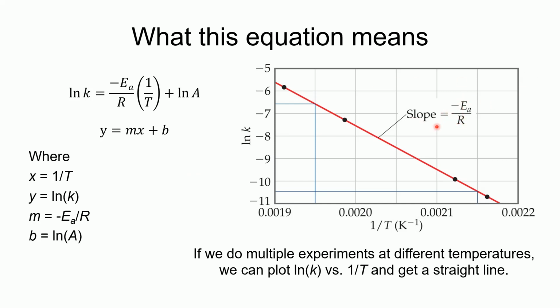So if you take the negative of that slope and then multiply by R, you will get the activation energy for that reaction. And that is a very cool result. All right, so that's a very cool result.